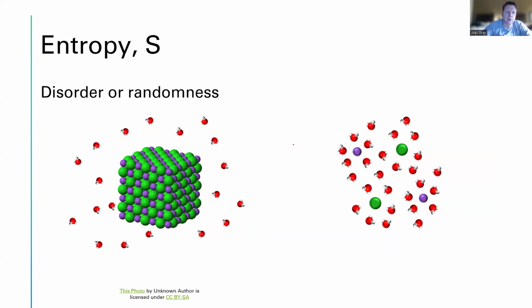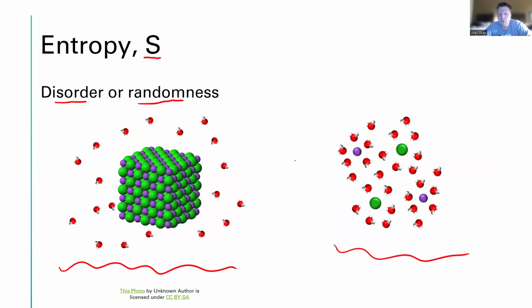Now, another important component or variable that we're going to be looking at is S, which is entropy. S, or entropy, is a measure of disorder or randomness in a system, in the universe, any number of things. Now, if we're to compare this to this right here, which one of these is more random? Well, if we look at the one on the right-hand side, we've got water molecules. These are our water molecules. Then we have these different atoms or ions peppered about.